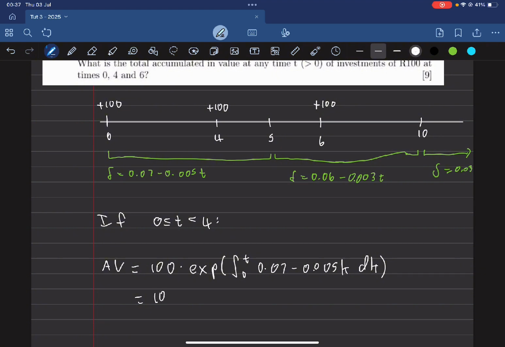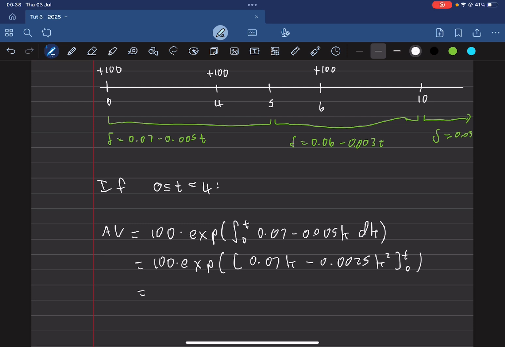Okay, so if we do the integral of this, 100 times e to the power of 0.07k minus 0.0025k squared from 0 to t. And if we sub that in, we're going to get 100 times e to the power of 0.07t minus 0.0025t squared, because obviously when you sub in the 0, it's just going to make it 0. Cool. So that's your first interval. That's interval 1. So that's between 0 and 4.